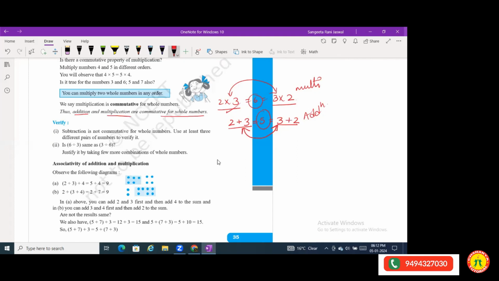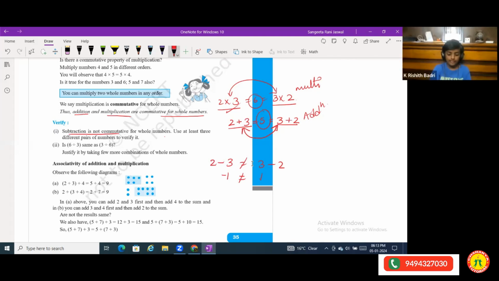Subtraction is not commutative for whole numbers, because you cannot write 2 minus 3 equal to 3 minus 2. You get a negative number. 2 minus 3 is minus 1, and 3 minus 2 is 1. So they are not equal. So subtraction is not commutative. The same way for division also.